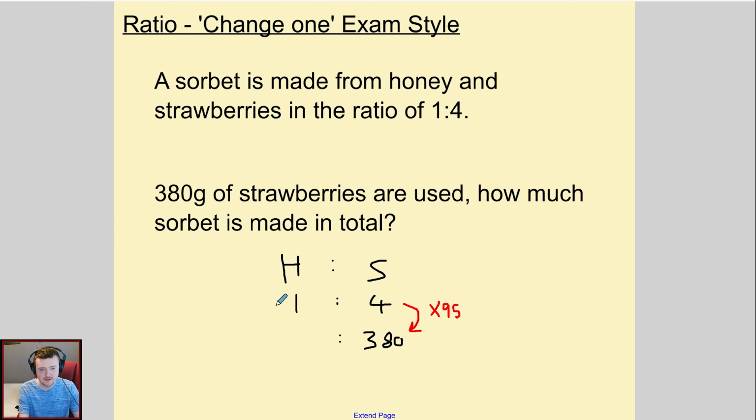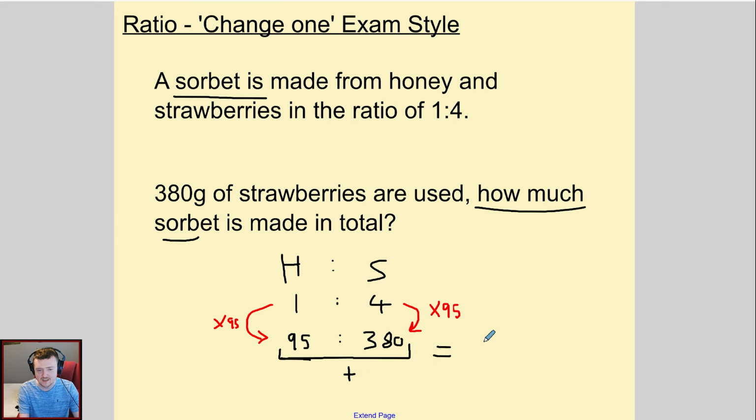We do exactly the same thing over this side. Hopefully without a calculator, we can see that 1 times 95 is just 95. Okay, but the answer is not 95. It's how much sorbet is made, and we're making sorbet. So the sorbet must be the total. So in this case, we're going to take our total, add them together, and get our answer. In this case, it's 475.